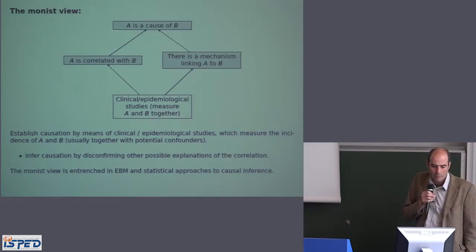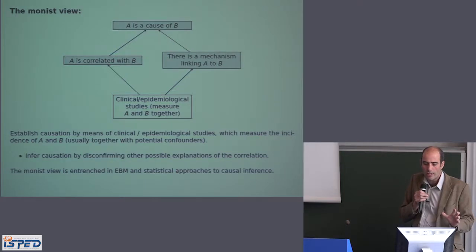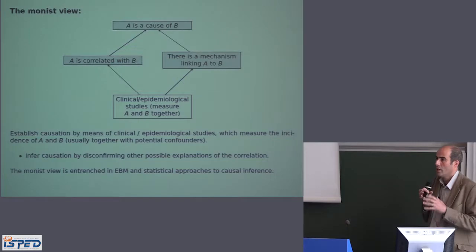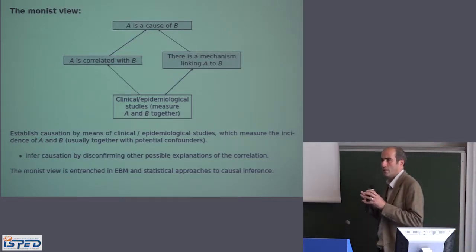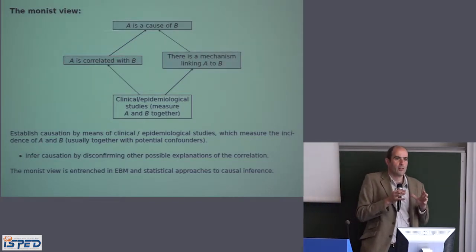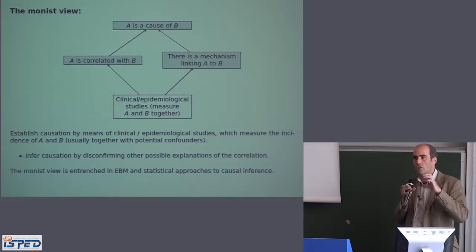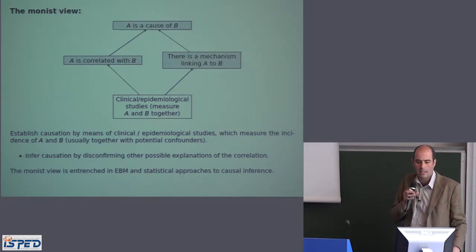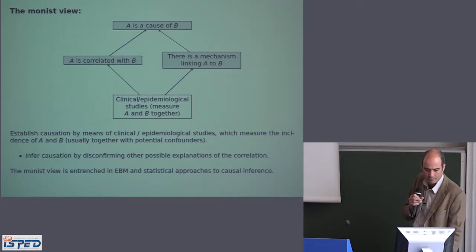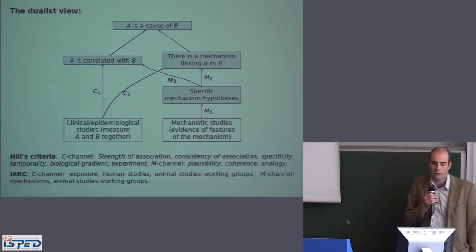I think this monist view is quite well entrenched in evidence-based medicine and in statistical approaches to causal inference. So it seems to be the view that the mainstream are trying to push in a large way: that really, in order to establish causation, you need to just consider clinical and epidemiological studies. I want to contrast this with the dualist view.